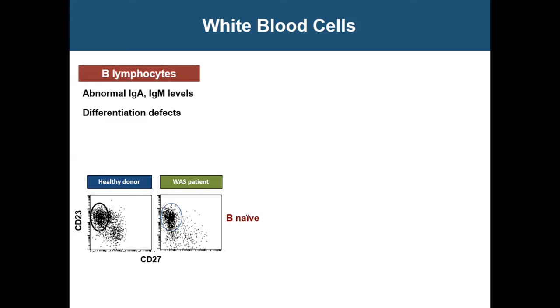Talking about B lymphocytes, as was just mentioned, it's very common for Wiskott patients to have abnormal IgA levels on the increased side and lower IgM levels.